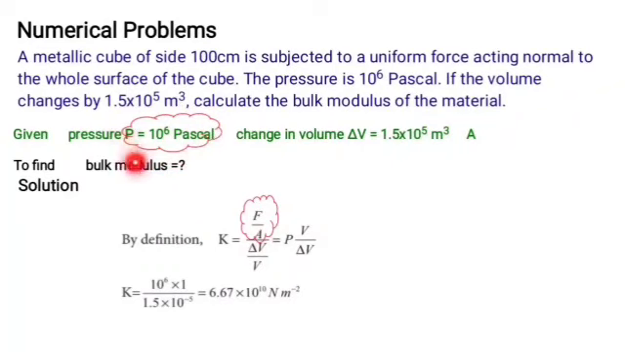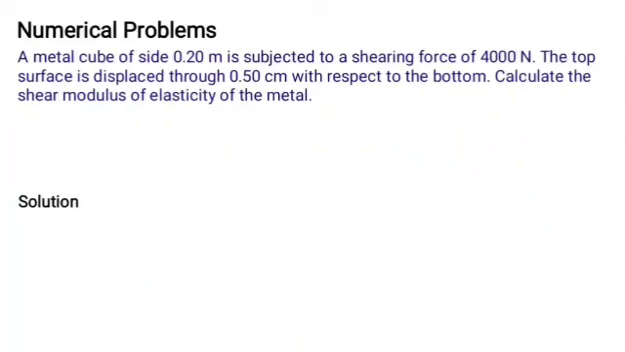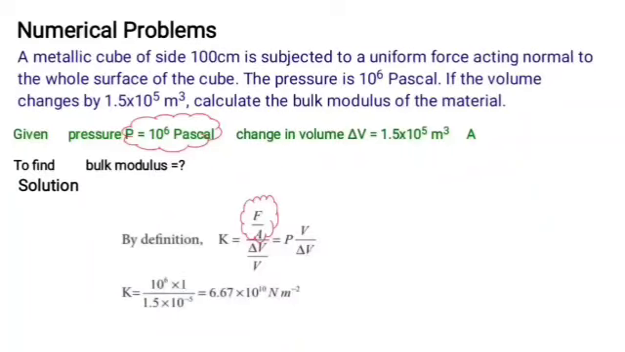Pressure has been given. It is equal to 10 to power 6 Pascal. Change in volume is given, delta V, 1.5 into 10 to power minus 5 meter cube. Now it is asked to find the bulk modulus.